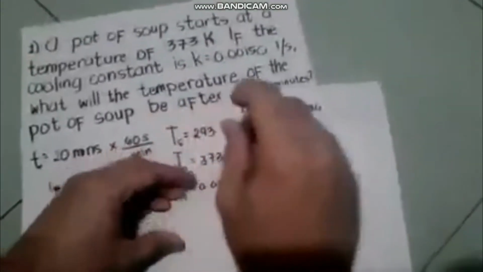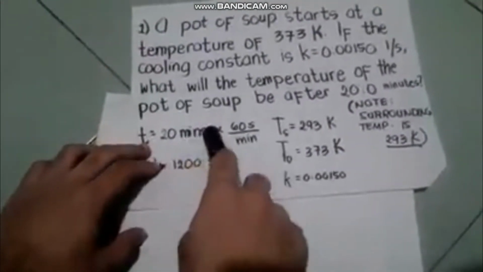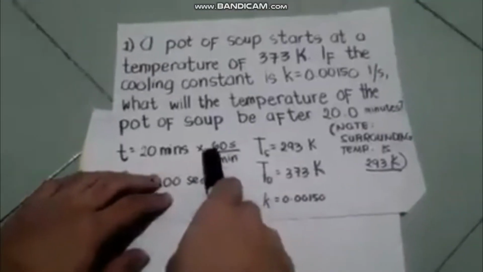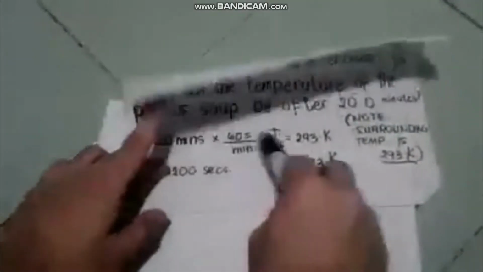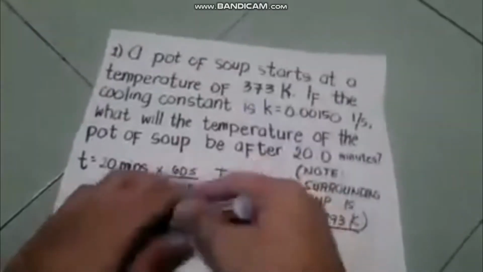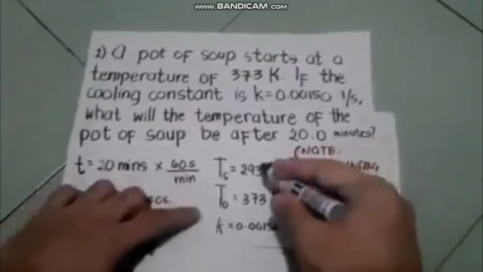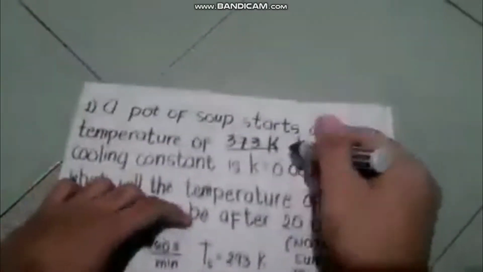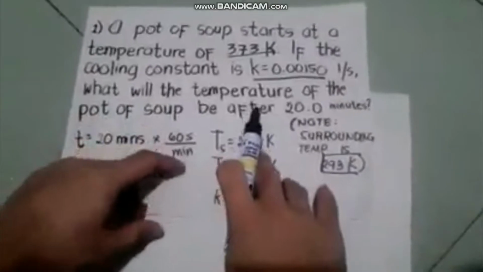So first, we will plot the given. Time should be in seconds. So 20 minutes is equal to 1,200 seconds, which we get from multiplying the 20 minutes by 60 seconds per minute. Then the surrounding temperature is 293 Kelvin, the object temperature is 373 Kelvin, and the cooling constant is 0.00150. Then the formula.